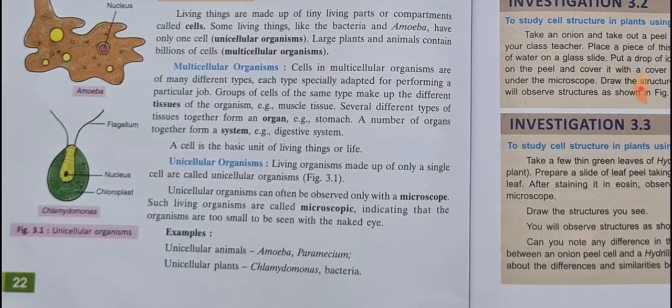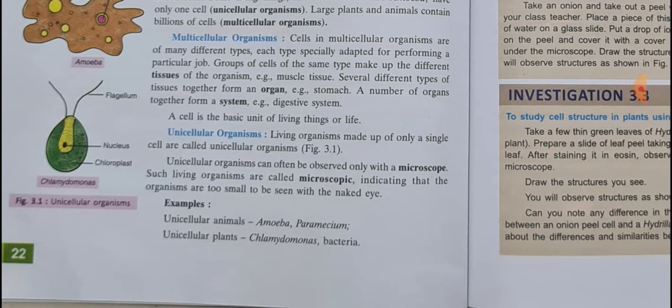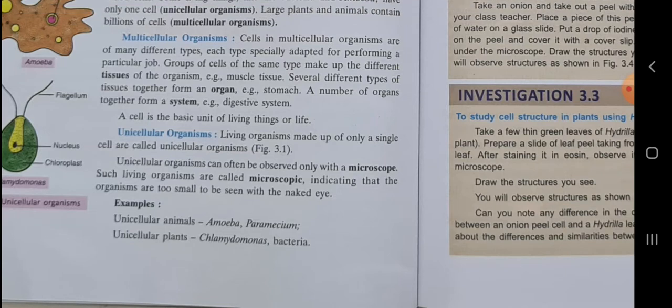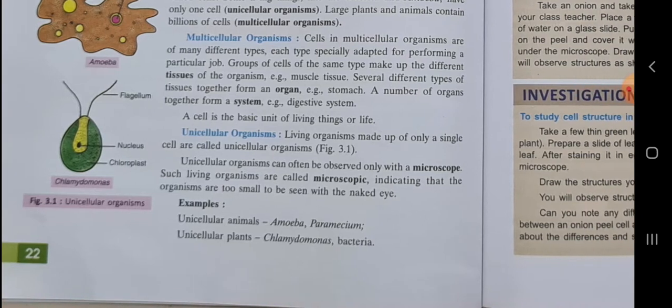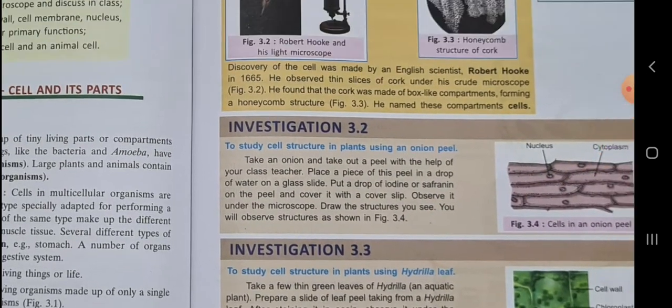Unicellular organisms are made up of only one single cell. Therefore, they are called unicellular organisms. Unicellular organisms can often be observed only with the help of a microscope. Therefore, these organisms are also called microscopic organisms, which are too small to be seen through our naked eyes. Examples of unicellular animals are amoeba, paramecium, etc. Unicellular plants are chlamydomonas and bacteria.